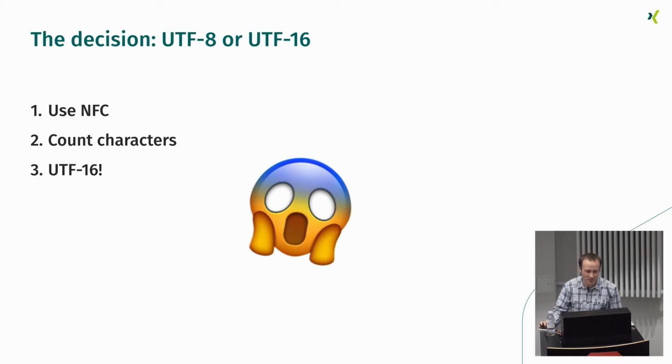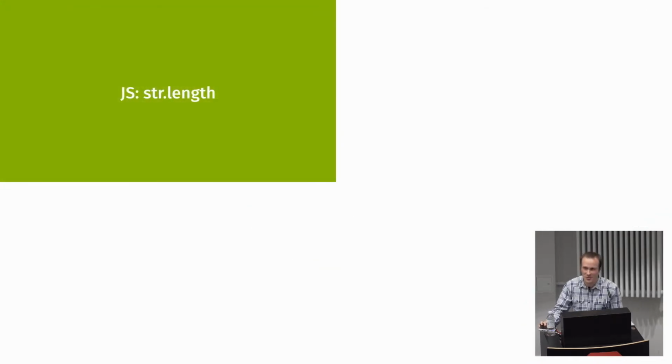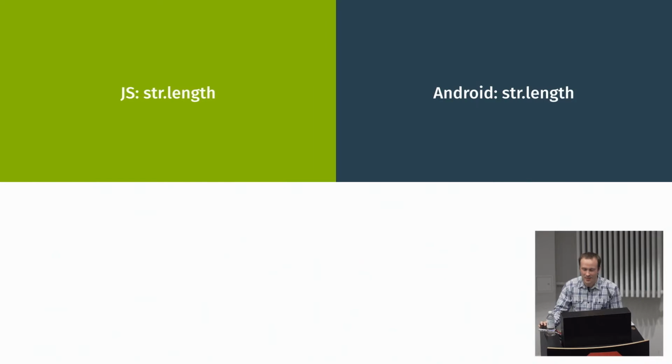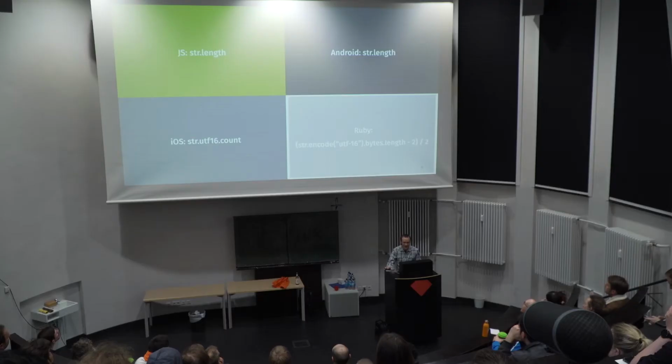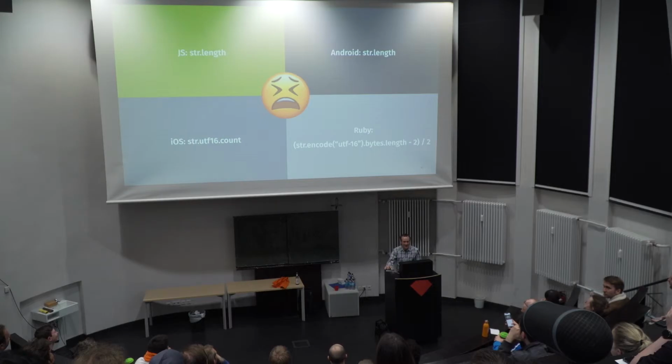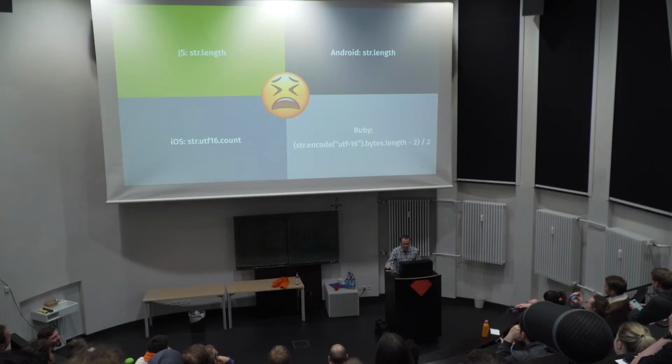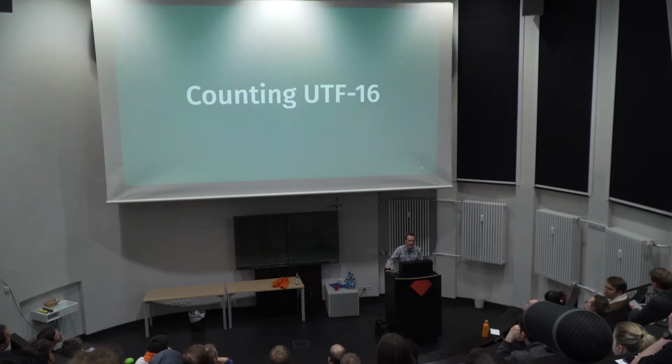So let me show you how this looks. In JavaScript, we just call length. Android, the same. iOS, we just convert to UTF-16 and count the characters. And in Ruby, we've got this. Oh my God, what is this? Don't worry if you don't get immediately what this is doing, because I'm going to explain in detail. We are getting there, yeah, right.